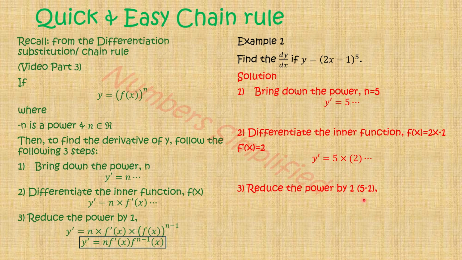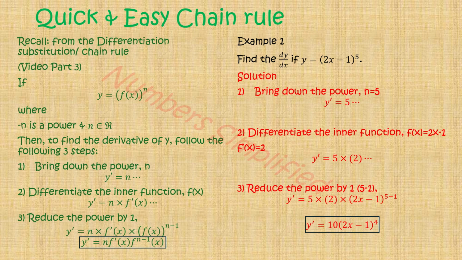So number 3, reduce the power by 1. So we know that the original power was a 5. We reduce it by 1 so that we have 5 minus 1. Therefore, y prime becomes 5 times 2 times 2x minus 1 raised to the power 5 minus 1. And simplifying that further, we are going to get y prime is equal to 10 times 2x minus 1 raised to the power 4. And that is how we get the solution.